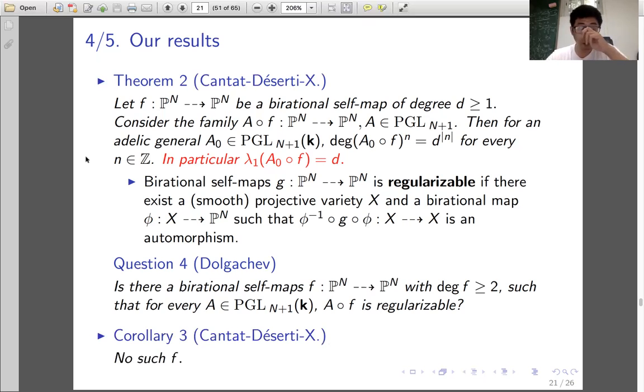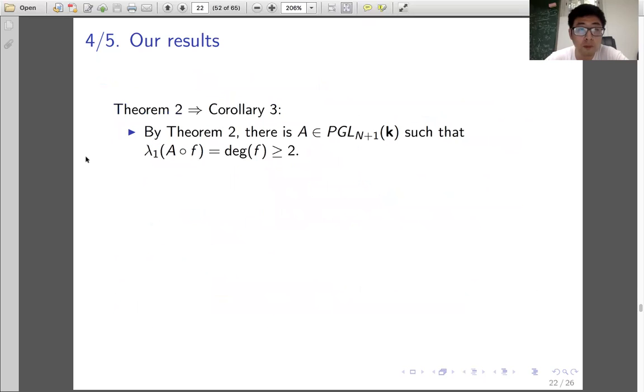And our theorem 2 implies that there's no such F. Okay, here is the proof why theorem 2 implies corollary 3. By theorem 2, there is A in PGL_{n+1}(k) such that lambda_1(A∘F) equals degree F, which is greater than or equal to 2, which is an integer.